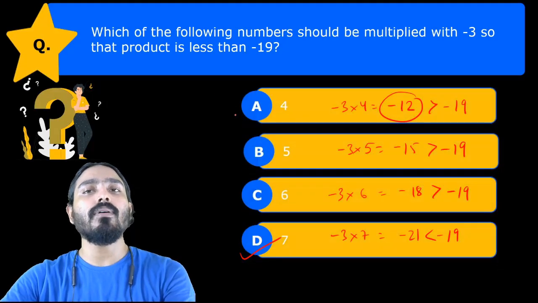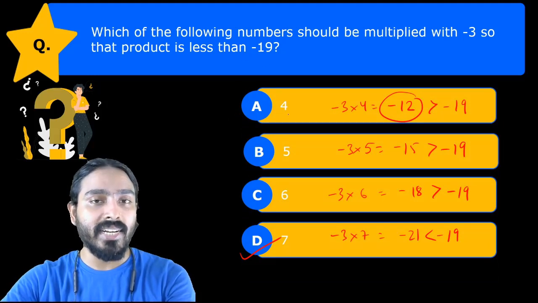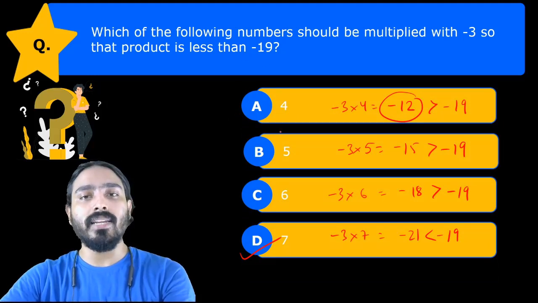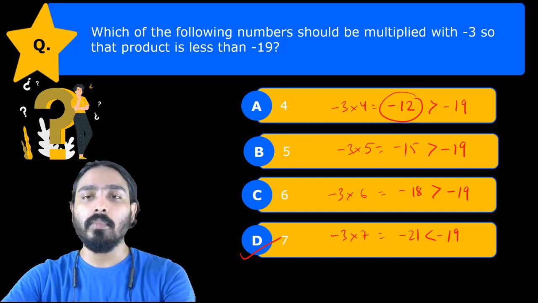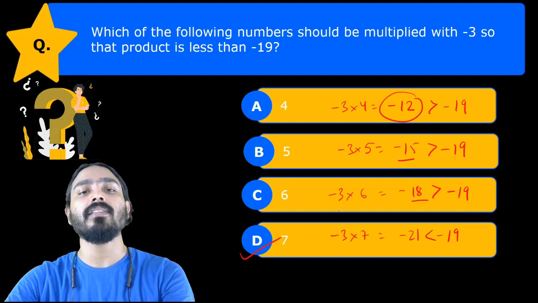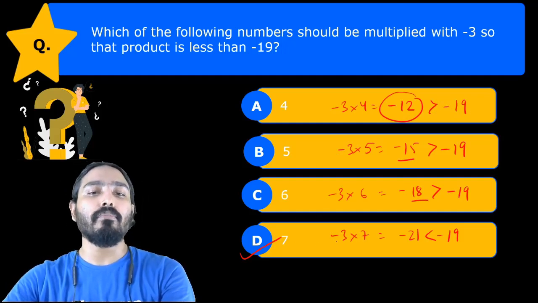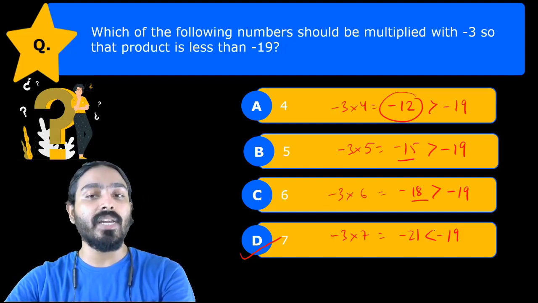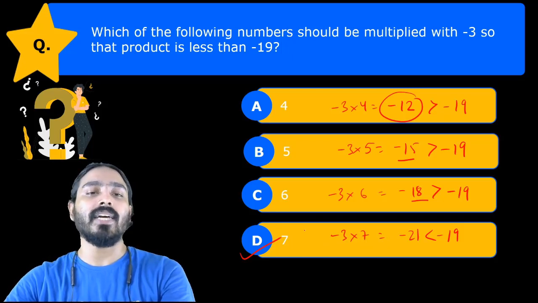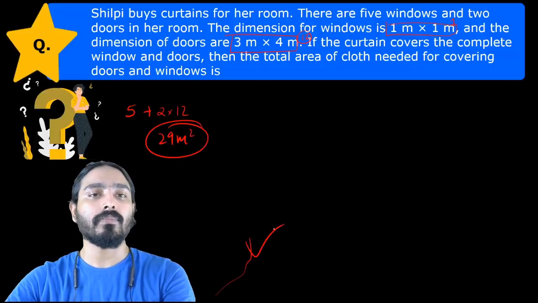So in the following numbers, which should be multiplied by minus 3 so that the product is less than minus 19? If you multiply 4 by minus 3, you will get minus 12, that is greater than minus 19. Similarly with minus 15, minus 18. When you multiply 7 with minus 3, you will get minus 21, which is less than minus 19. So D will be the right answer.